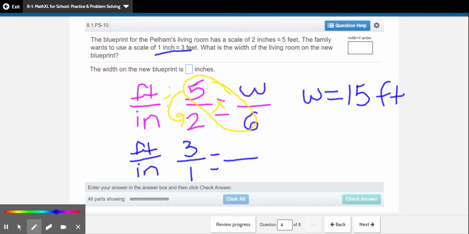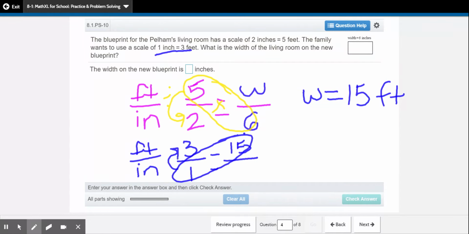Now, if you aren't sure whether to put that in your numerator or your denominator, guess what? You labeled it. So we know that 15 goes with your feet. So again, we're going to do 15 times 1 divided by 3. And what do you get? 5 inches.